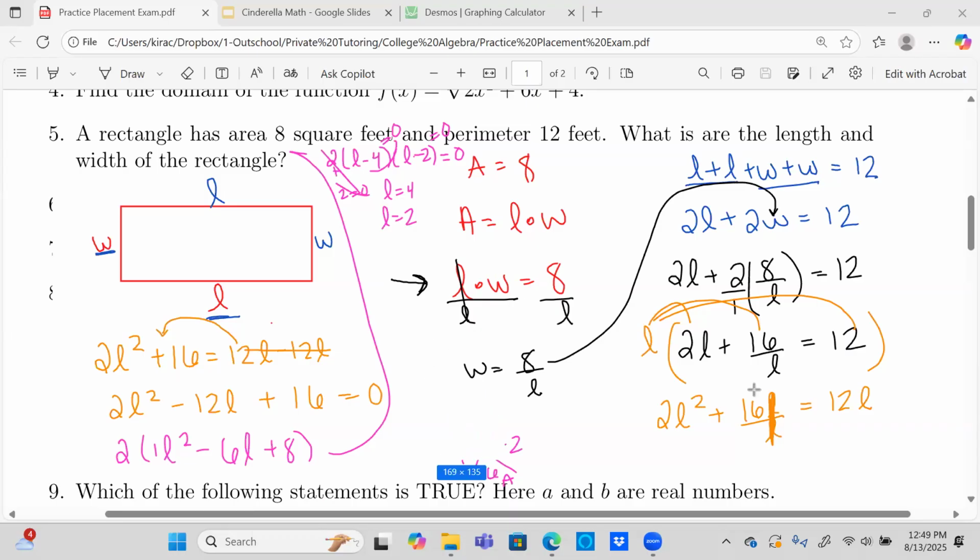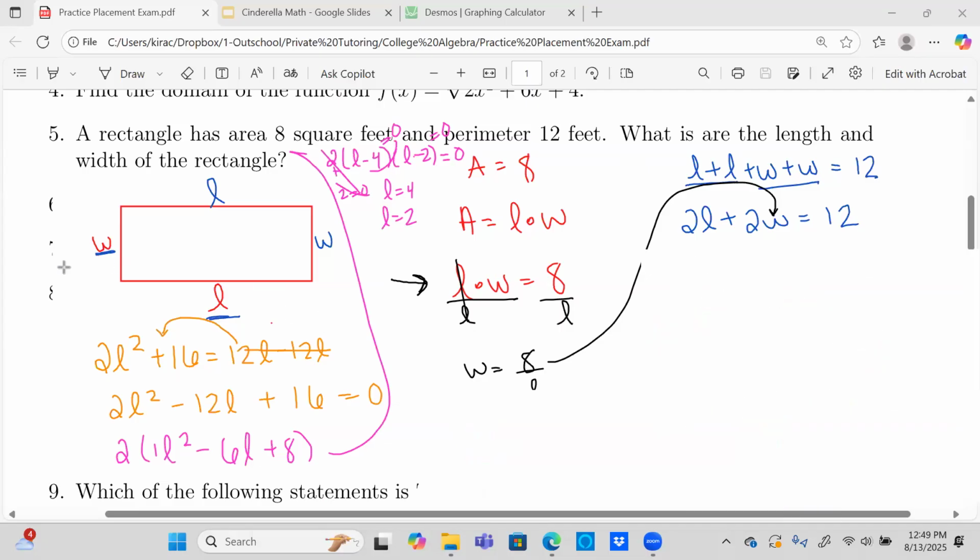Let's come back. I'm going to erase a couple things here. We had in the black pen, the width was 8 divided by length. I'm going to just pick one of these answers. It doesn't actually matter which one. I'm going to pick 4. So if the length is 4, the width is 8 divided by 4, which is 2. Width is 2.